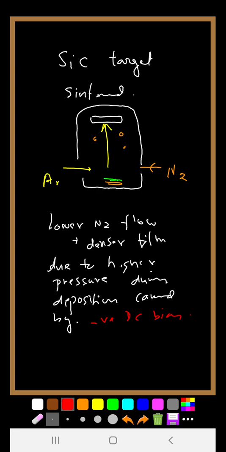We need to clean the substrate, right? So that is why the argon atoms are positively charged. To enhance the flow of argon hitting the target, we put a negative bias here so that the striking of the argon atoms is more efficient. So due to this negative DC bias, there is a higher pressure during deposition, and it has caused lower dense films at higher nitrogen flow. That means the higher the nitrogen flow, the less dense the film will be.